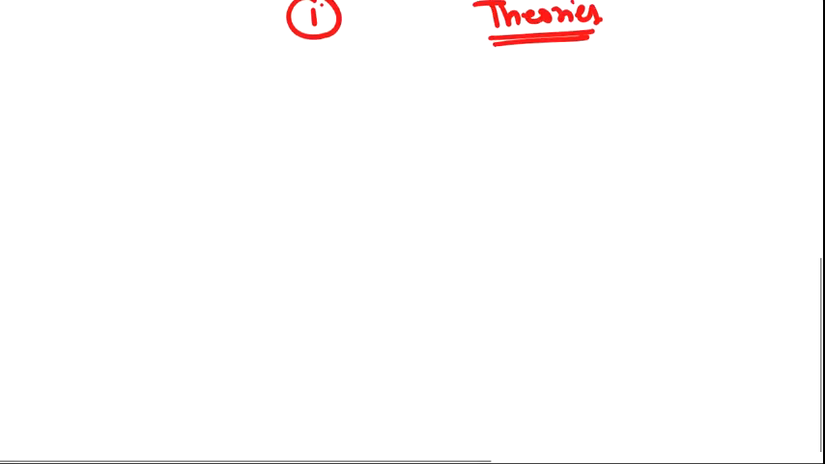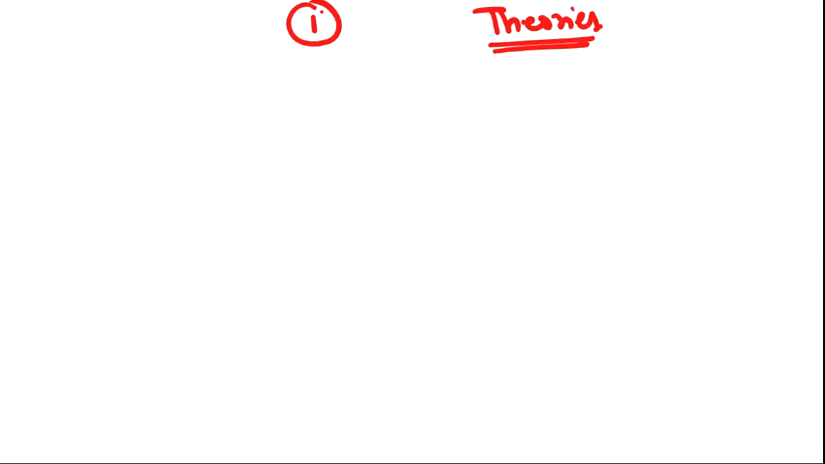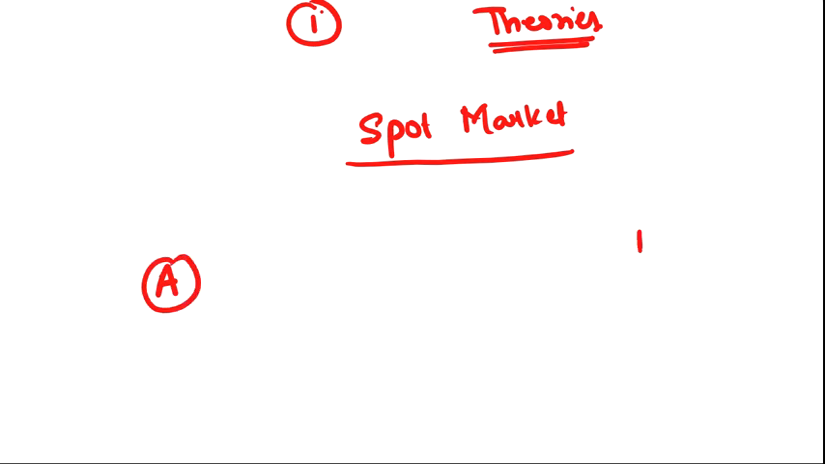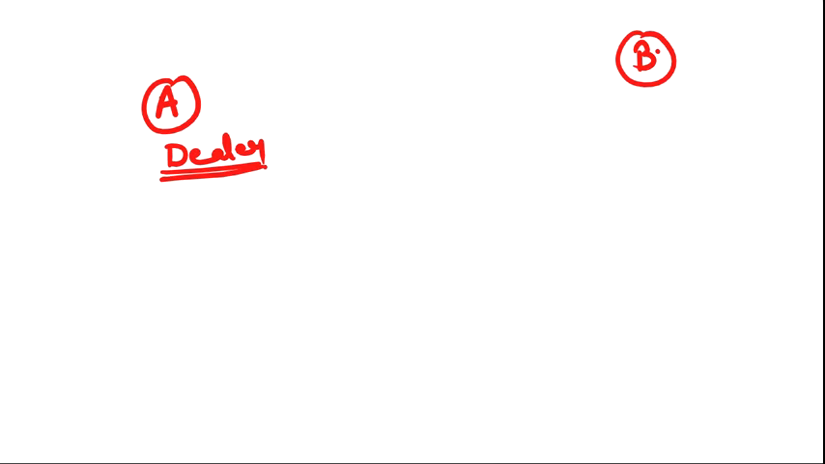Clear? Now always remember, currency when it comes to the spot market, where you want to buy currency or you want to sell currency, there are two parties involved, party A and party B. Party A is actually a dealer. Now his task is to buy currency as well as to sell currency. Clear?